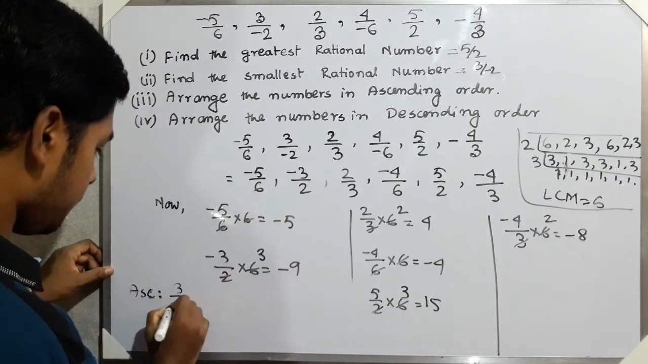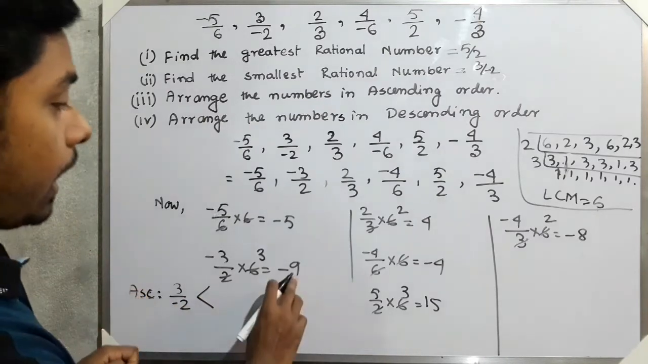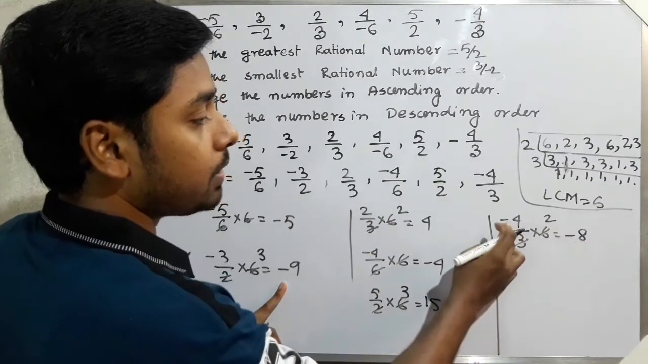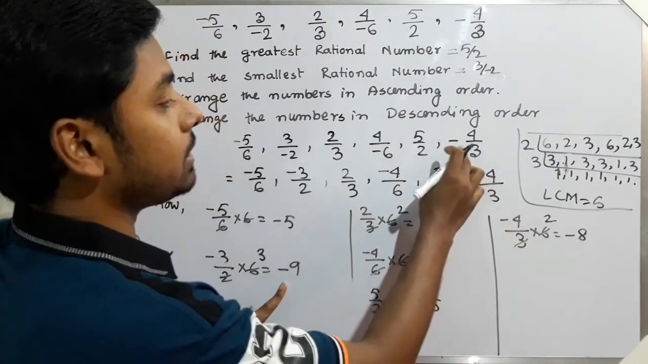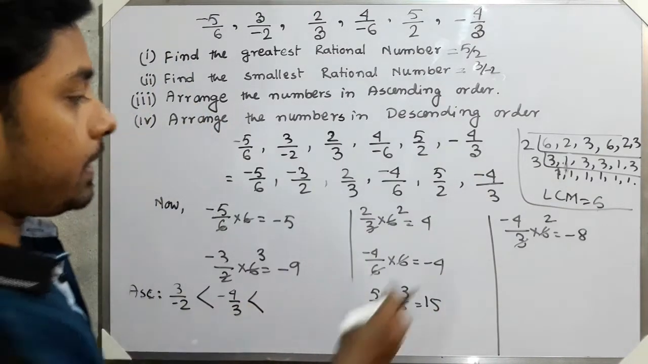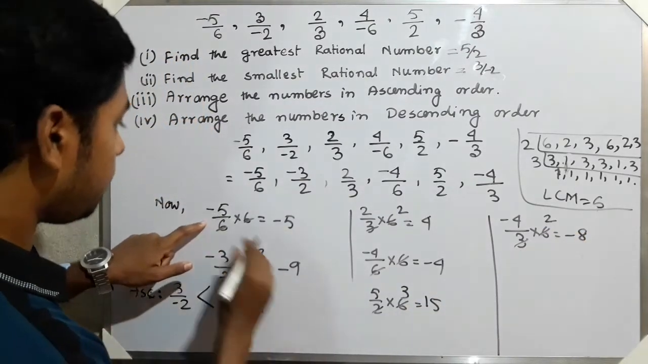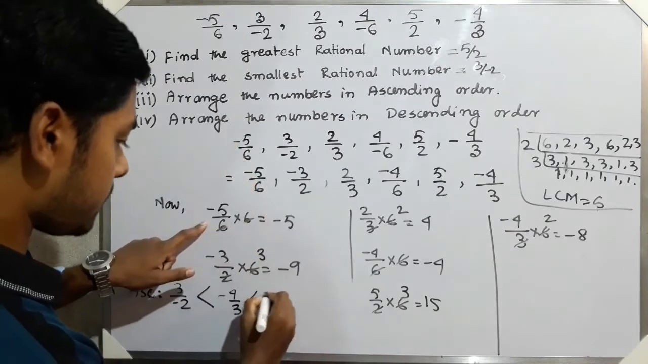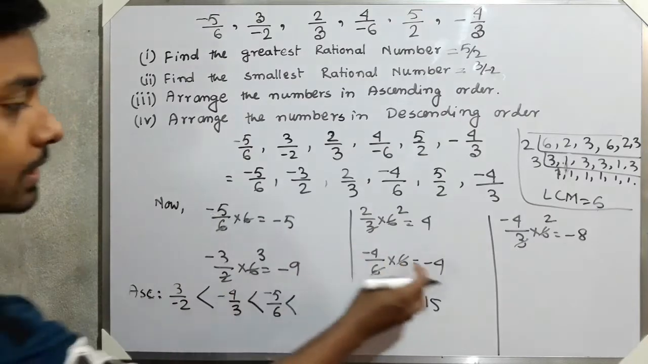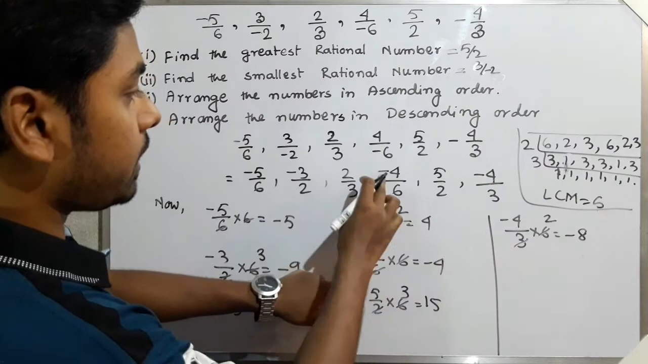So first of all 3 by minus 2, then after minus 9 comes minus 8, and minus 8 has come from minus 4 by 3. So now we will write minus 4 by 3. Then after this one, minus 5, that means minus 5 by 6. Then minus 4, and minus 4 has come from minus 4 by 6.